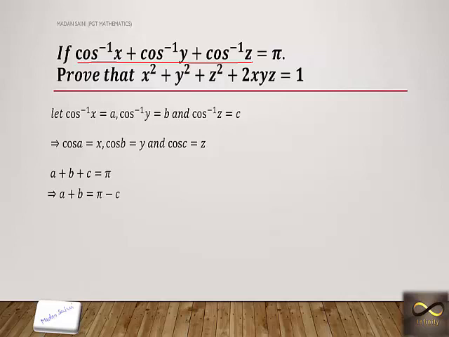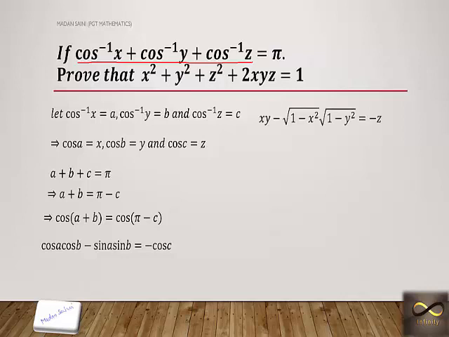Shifting C on another side, taking cos on both sides, applying formula of cos A plus B, cos A cos B minus sin A sin B, which is equal to minus cos C, because cos pi minus theta is minus cos theta. Substituting the value of cos A and cos B as x and y, and sin A and sin B, using the identity, you will have square root of 1 minus x square and square root of 1 minus y square, which is equal to minus z.